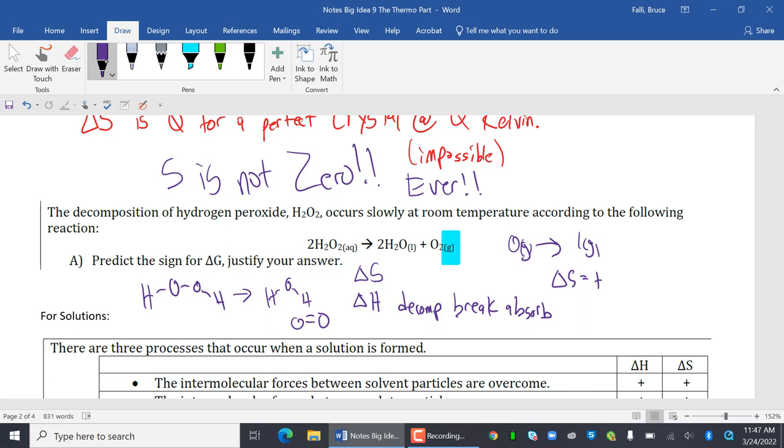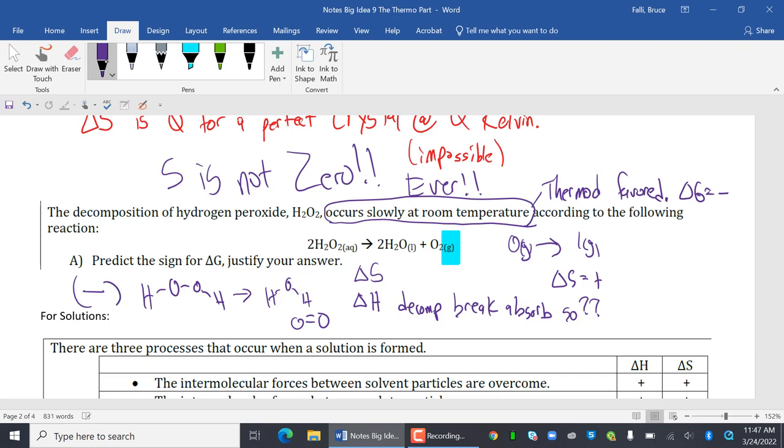On this one, it says predict the sign for delta G and justify your answer. It tells us it occurs slowly. Well, if it occurs, that means it's thermodynamically favored. If it's thermodynamically favored, delta G is negative. Justify your answer, and your justification would be, it occurs.